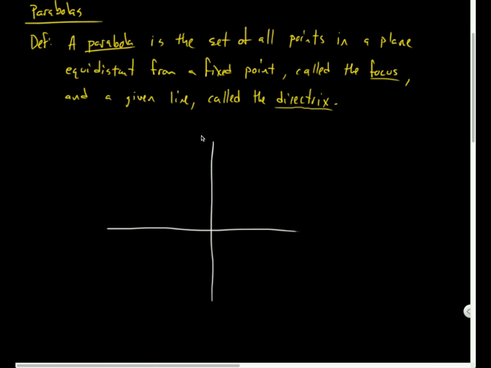So here's my coordinate plane, and I'll draw these in orange: a fixed point, and my directrix is my line. I want the set of all points that are the same distance from both of these. Well, the first and most obvious one is the point that's halfway between them in a perpendicular line.